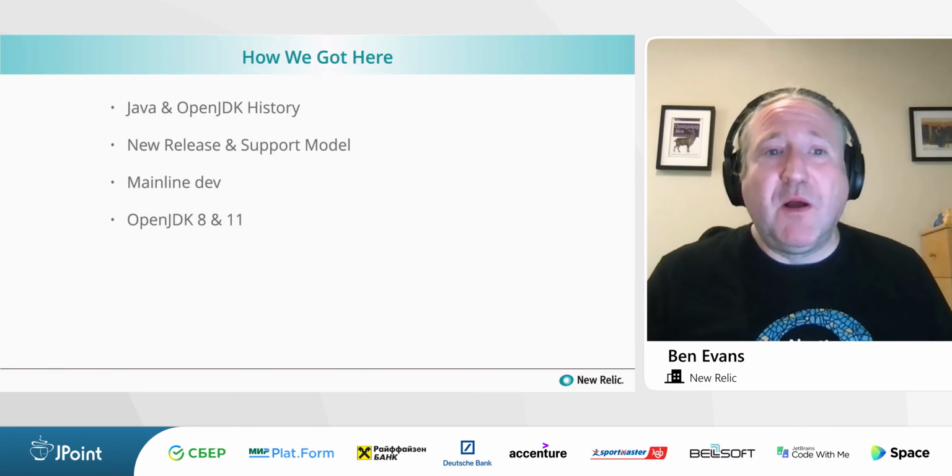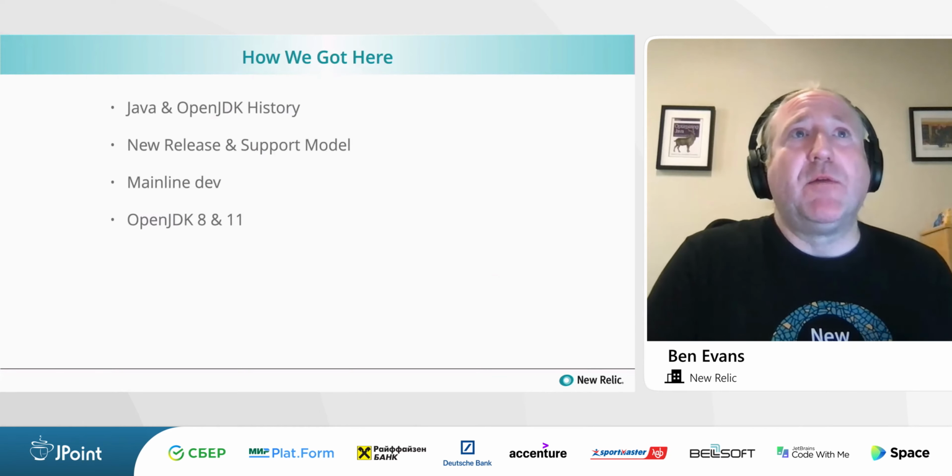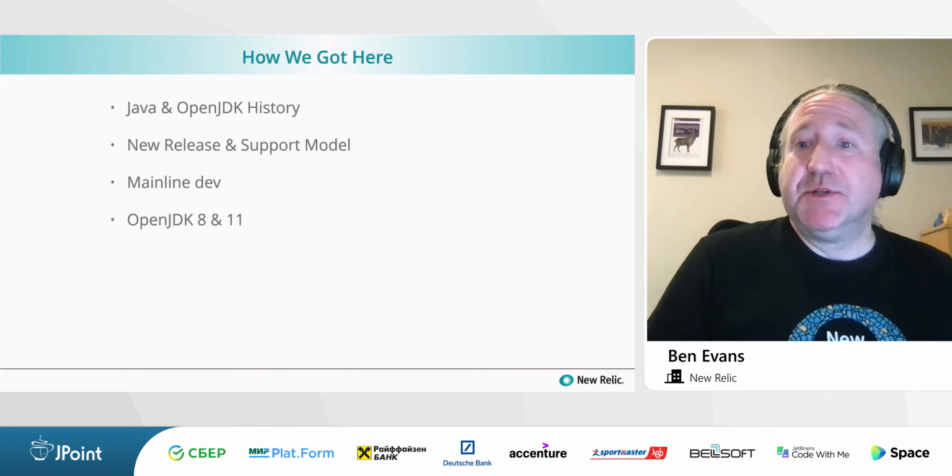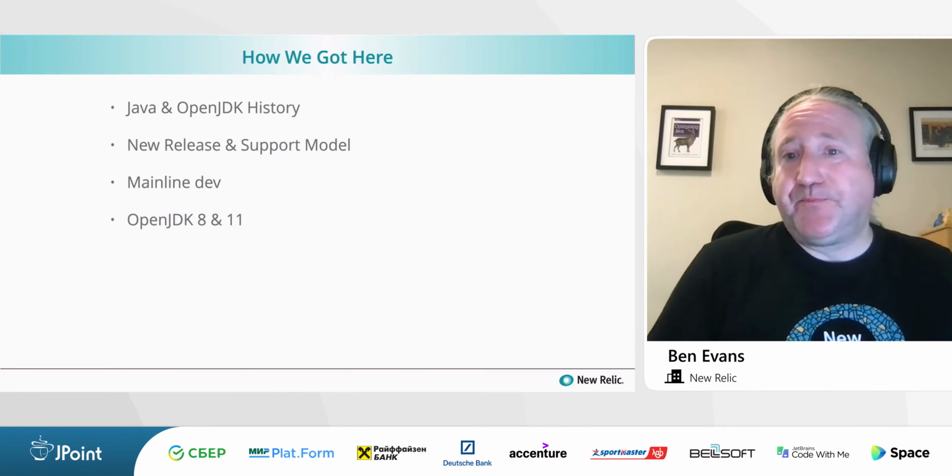So how did we get here? Well, let's talk about some history. We'll talk about the release and support model, and then we'll talk about OpenJDK 8 and 11, which are the two main releases we're going to focus on today.